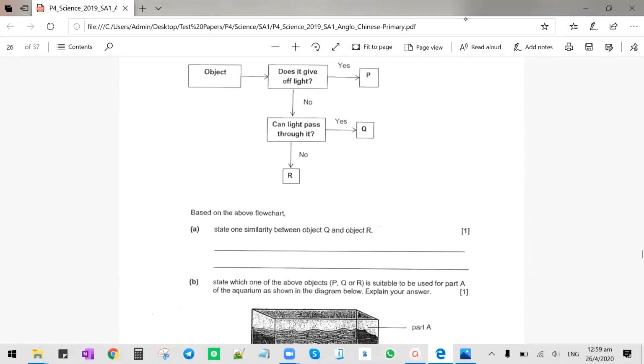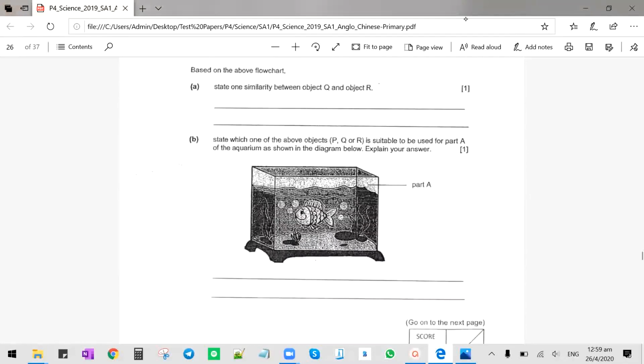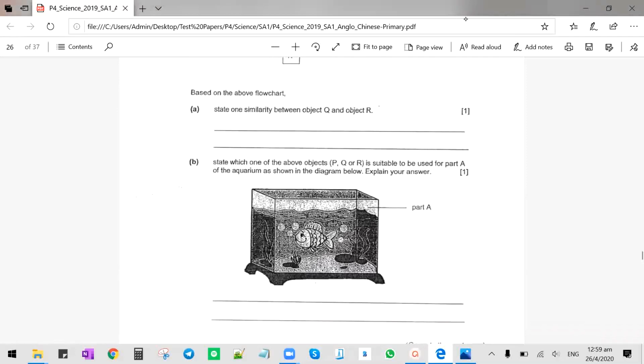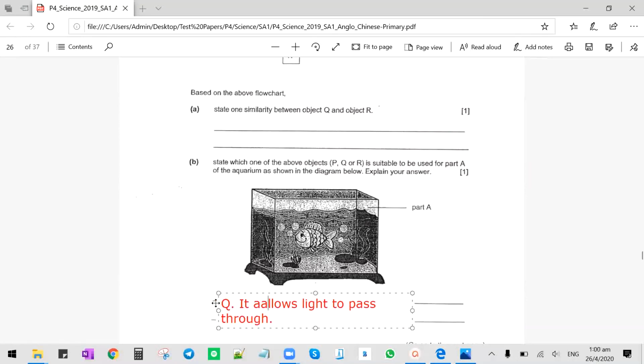Then what for? That wouldn't be called equilibrium already. So the answer is Q. Q, it allows light to pass through. That is the answer. Clear it.